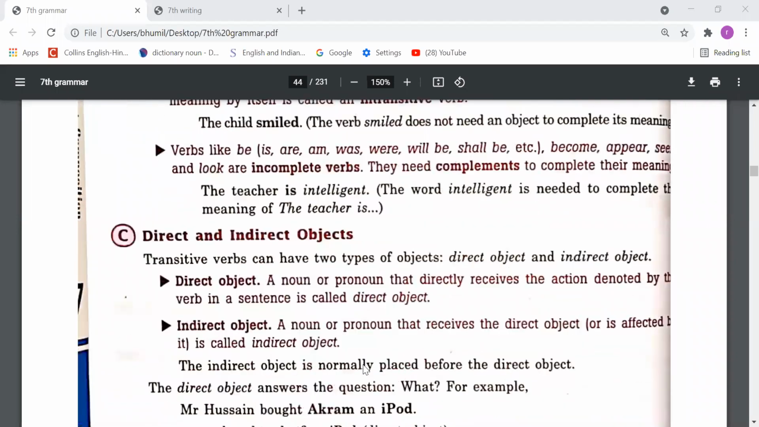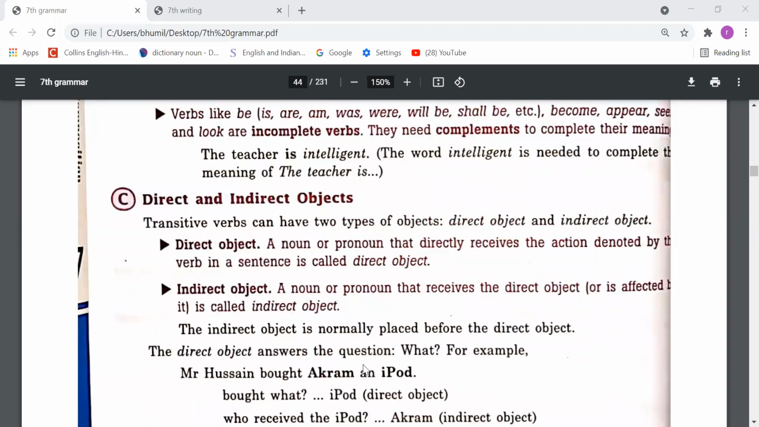Right, now let's understand direct and indirect objects. Transitive verbs can have two types of objects: direct object and indirect object. So dear students, we use direct objects and indirect objects in sentences. Objects are of two types. One is called direct object, the second is called indirect object. Let's read what's written here. Transitive verbs can have two types of objects.